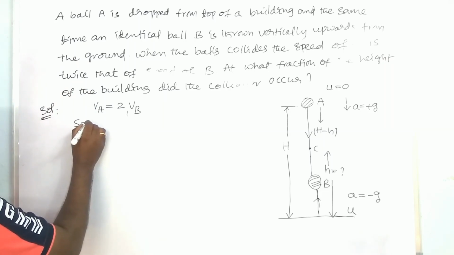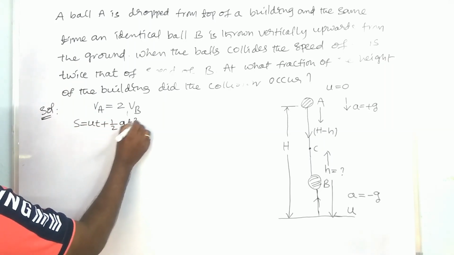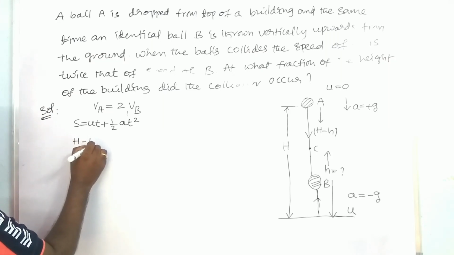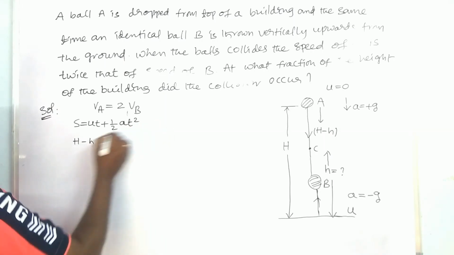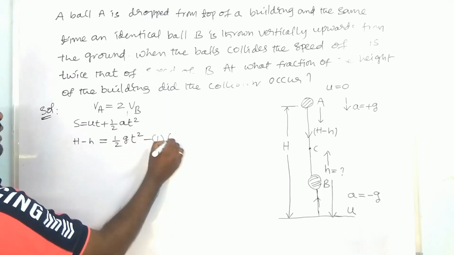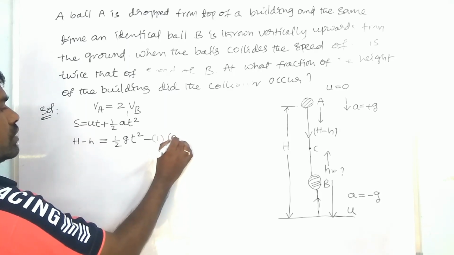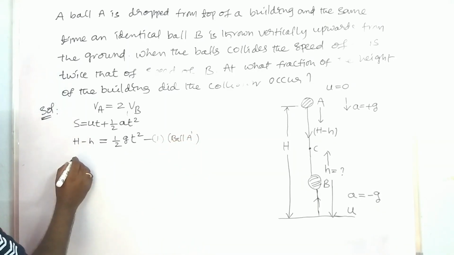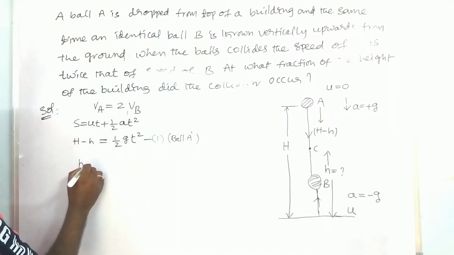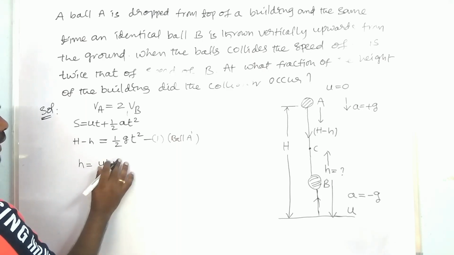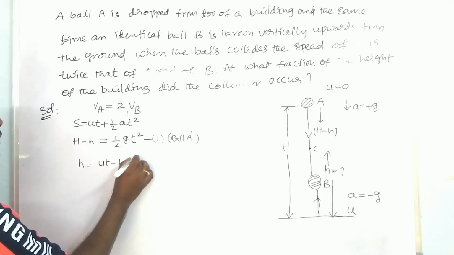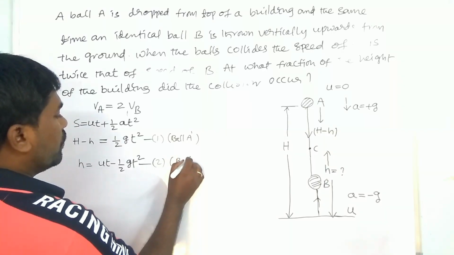From the laws of equation of motion, s is equal to ut plus half a t square. The distance ball A traveled to meet ball B, that is s, is H minus h, equal to ut, where u is 0, plus 1 by 2 a t square with a equal to plus g. This is equation 1, for ball A. In the case of the second ball, ball B, the distance is small h. h is equal to ut plus 1 by 2 times minus g t square, that is ut minus 1 by 2 g t square. This is equation 2, for ball B.